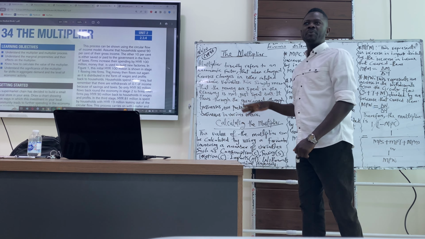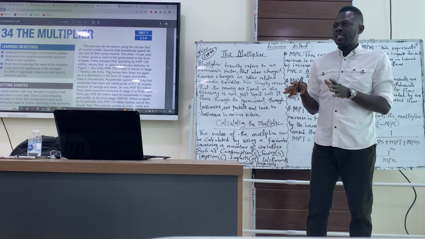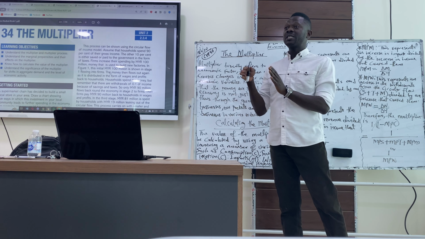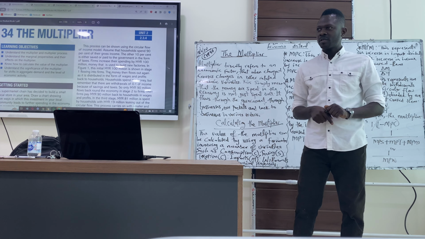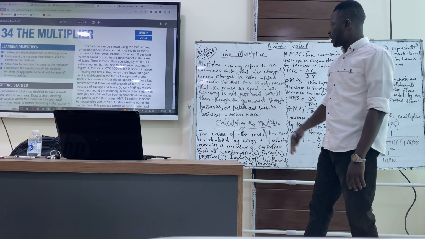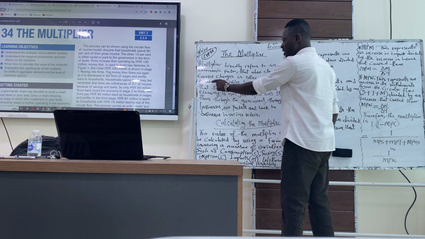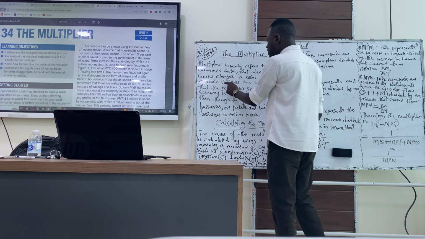When we talk about multiplier, it's an effect. It means something has changed in one economic factor that brings about changes in other variables. It's an increase in one economic factor that brings about a change in other economic variables. Multiplier broadly refers to an economic factor that, when changed, causes changes in other related economic variables.